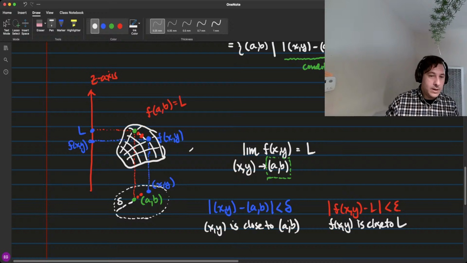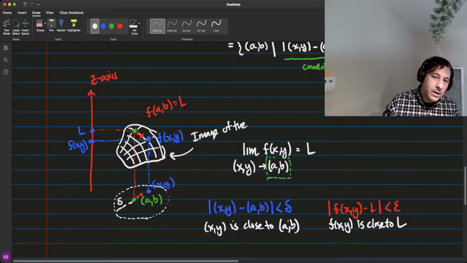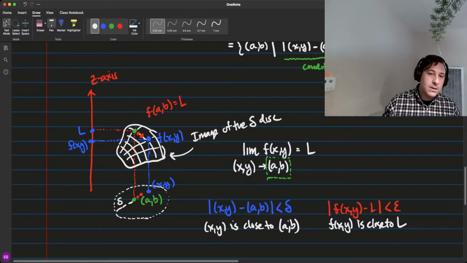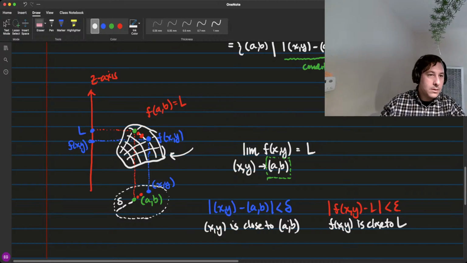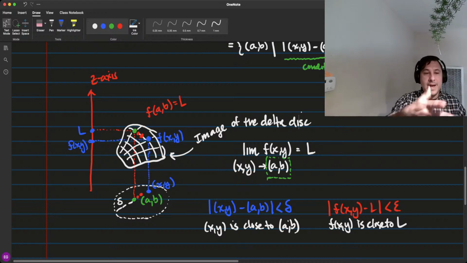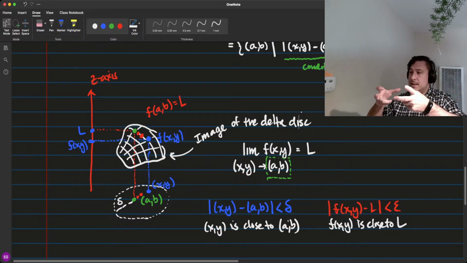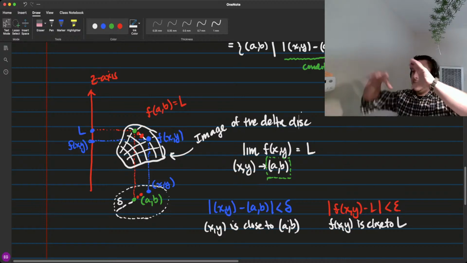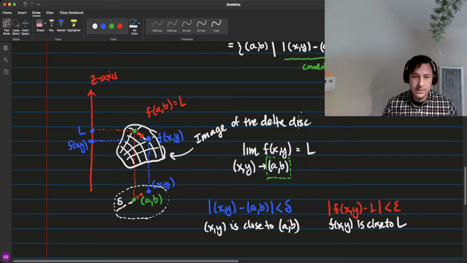This weird looking thing right here, the white thing, that is called the image of the delta disk. Let's write that again. I did that horribly. Image of the delta disk. Okay, so what that is: we took all of the points in that disk and we plugged them into the function, and that's what we got. It basically deformed the disk.